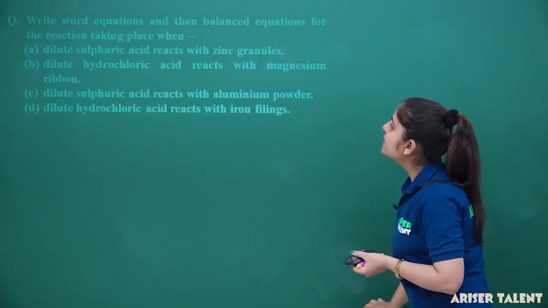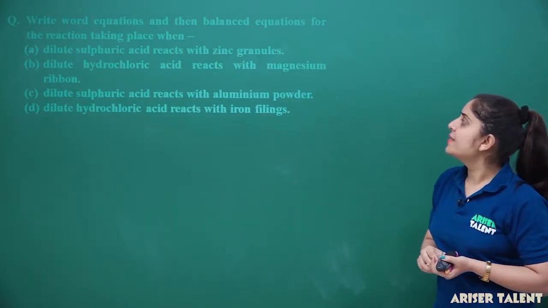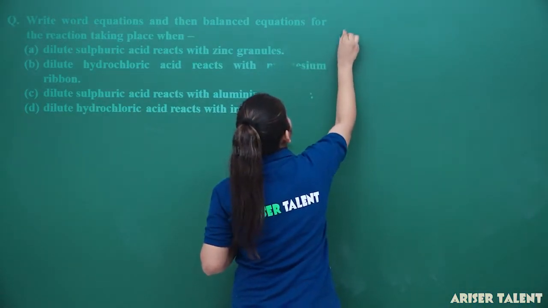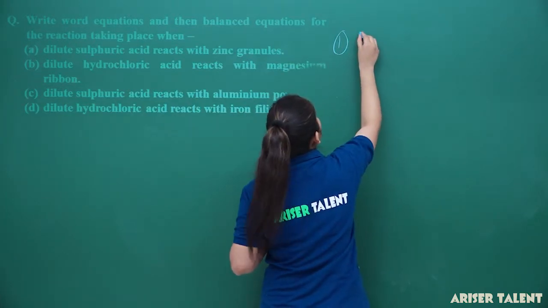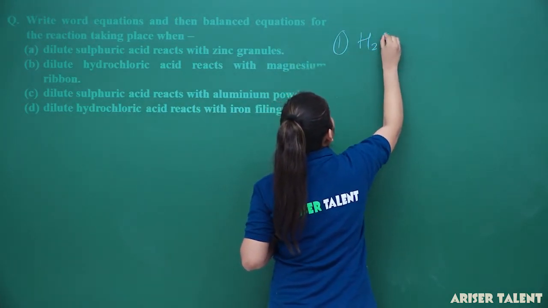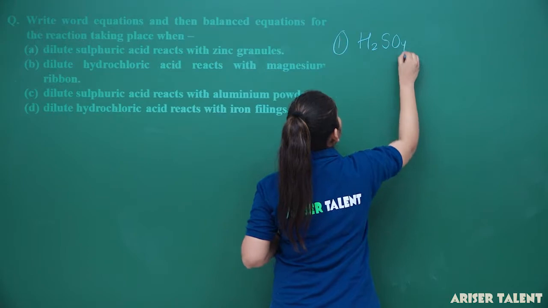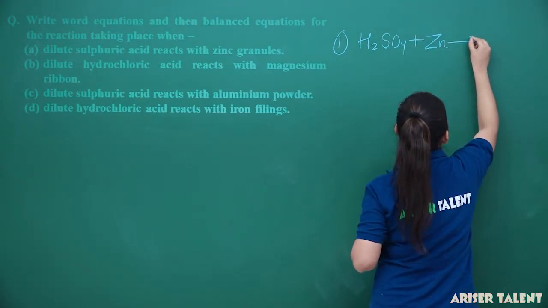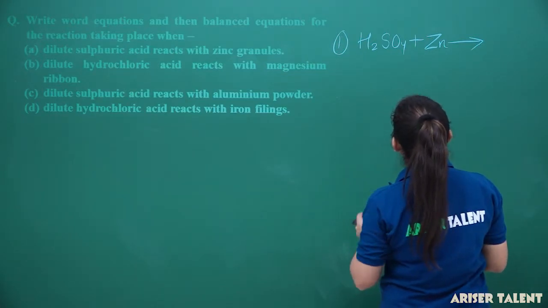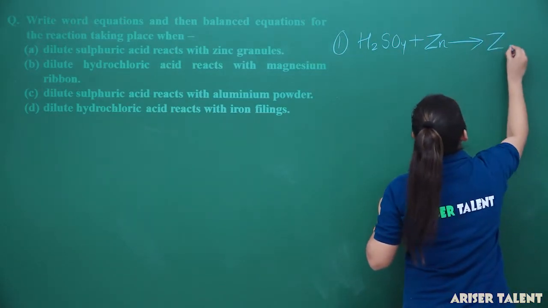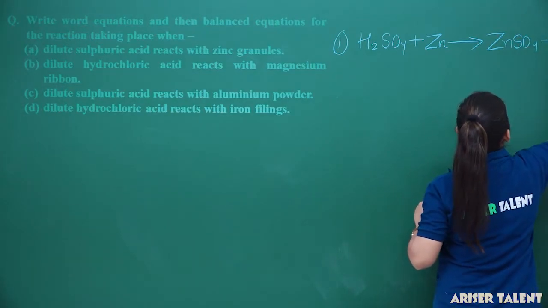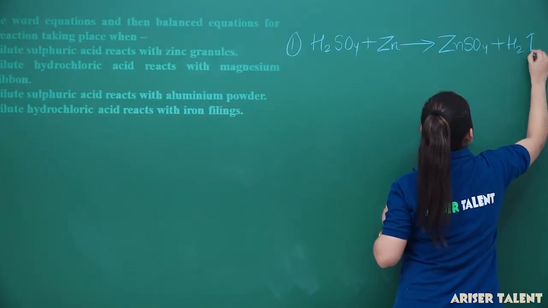Our first question is dilute sulfuric acid reacting with zinc granules. So firstly we are provided with dilute sulfuric acid and it is reacting with zinc granules. What will we get on the product side? We will get ZnSO4 with the liberation of hydrogen gas.